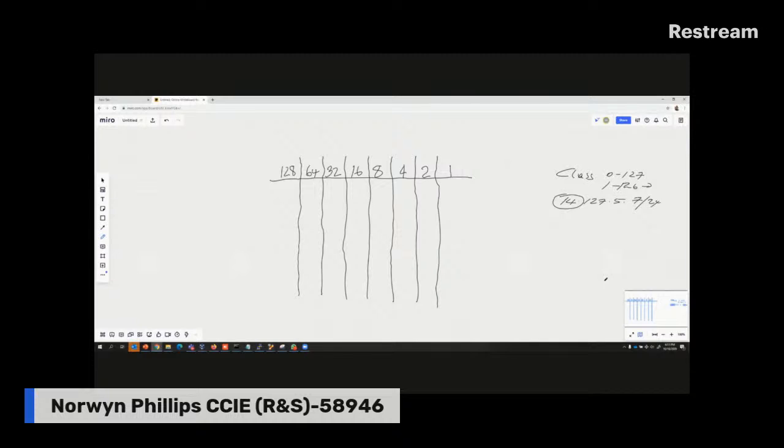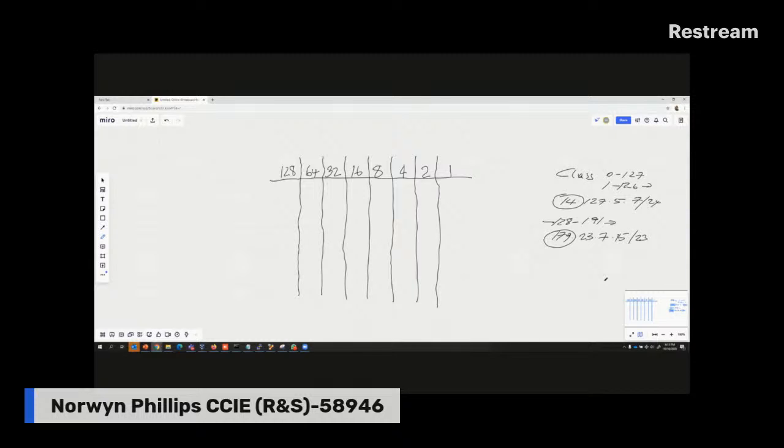And for class B, we tell you that it's 128 all the way up to 191. So an IP address that looks like so: 179.23.7.15, say /23, or whatever it is. It's going to be a class B IP address because the first octet falls between 128 and 191.